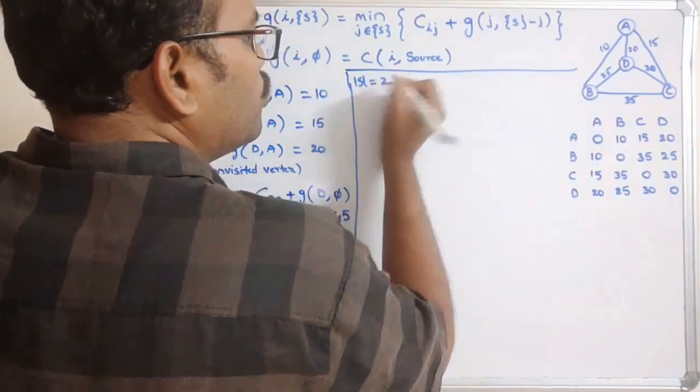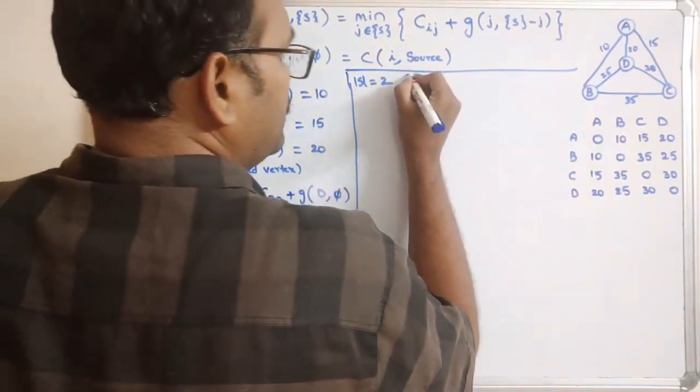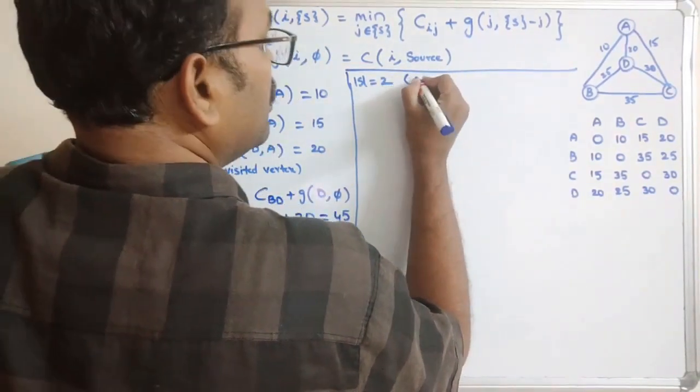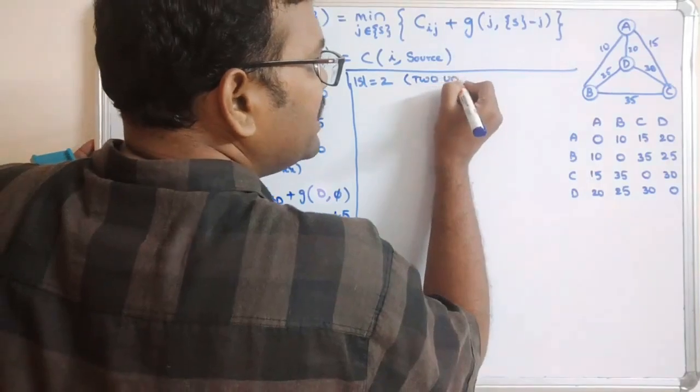Now, consider set is equal to 2. That means 2 unvisited vertices.